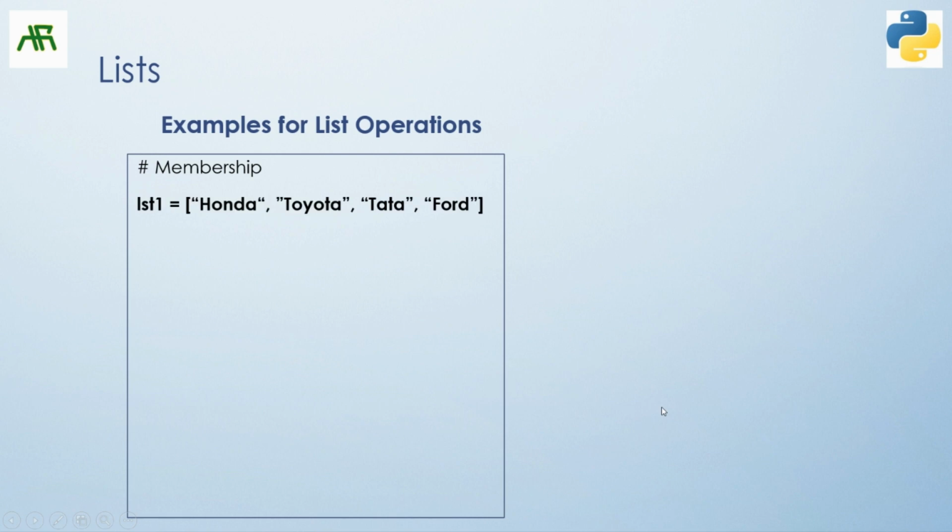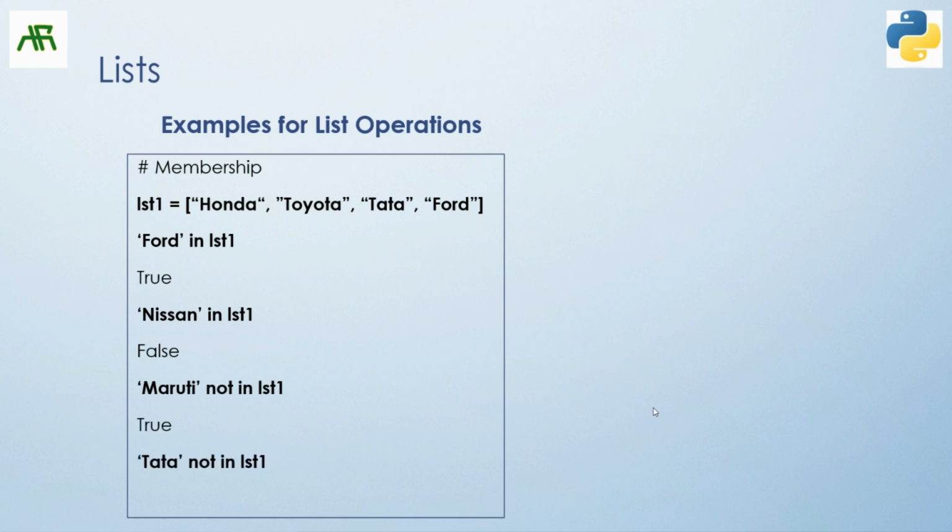An example for membership, I have a list with 4 different car makers, and I'm going to check if Ford is part of the list. Ford in list. Ford is present in the list, so it's going to say true. And Nissan in list1. I'm going to check if Nissan as a car maker is present. Since Nissan is not there in the list I have created, it's going to show me false. Similarly, for the not in operator, Maruti not in list1. There is no Maruti, so it's going to show true. And Tata not in. It's going to check if Tata is not present, but since Tata is present here, it's going to show me false.